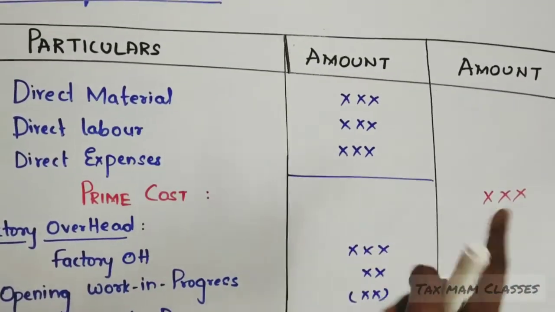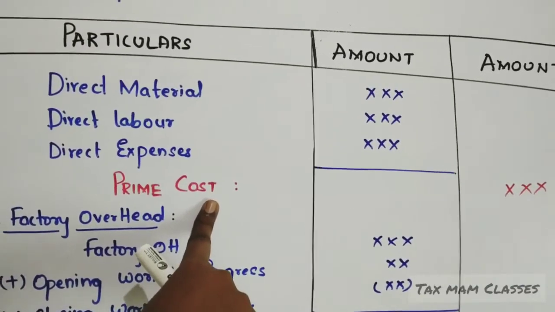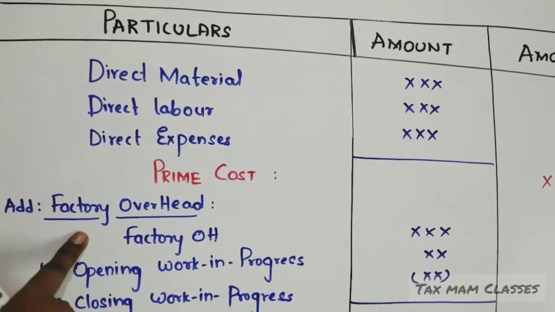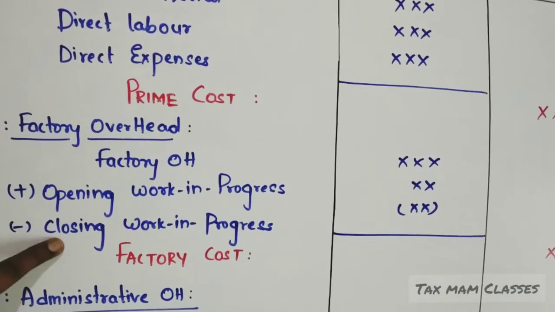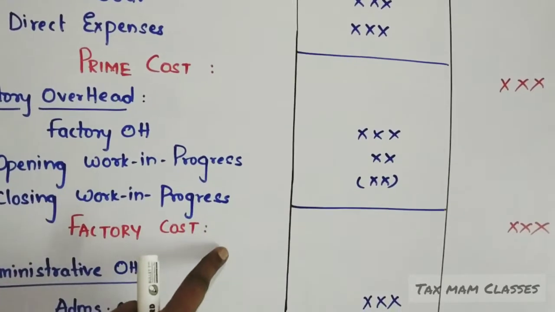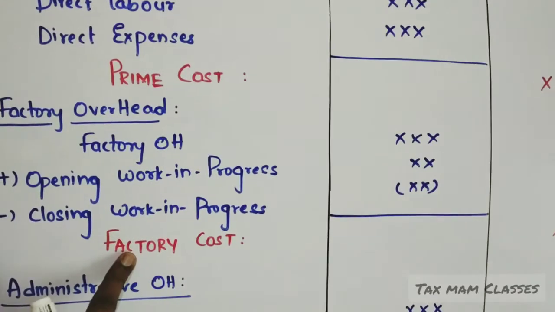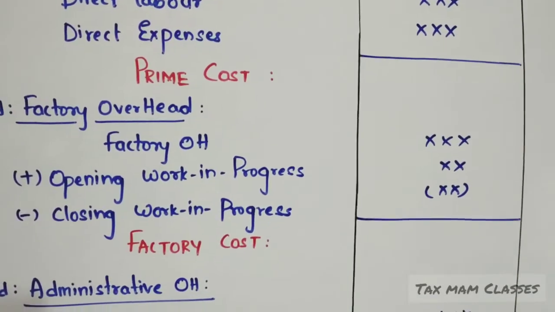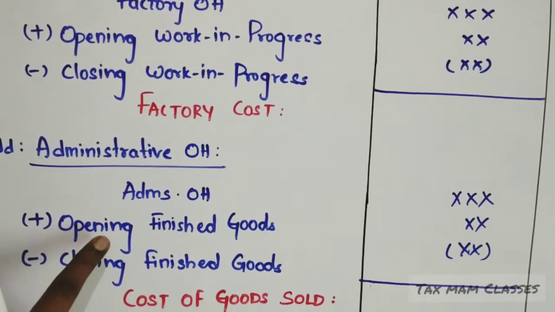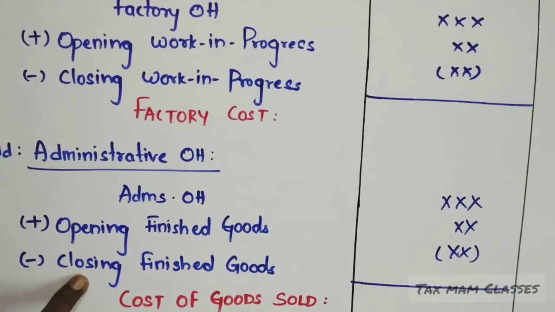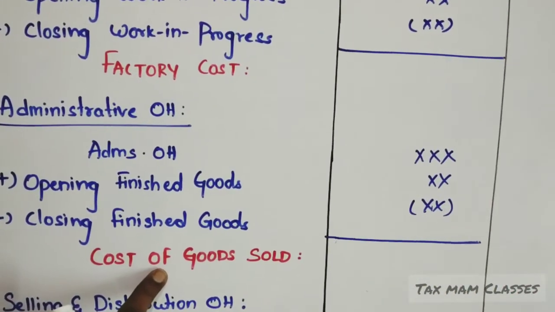The total of the three we take in an outer column and name it the prime cost. After the prime cost, we are going to add the factory overhead. With factory overhead, we add opening work in progress and deduct closing work in progress. The amount we get, we take in an outer column and name it the factory cost. After adding the factory overhead, we add administrative overhead. For administrative overhead, we add opening finished goods and deduct closing finished goods, and the amount we get we will call the cost of goods sold.